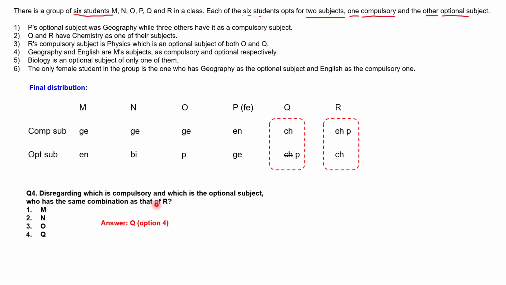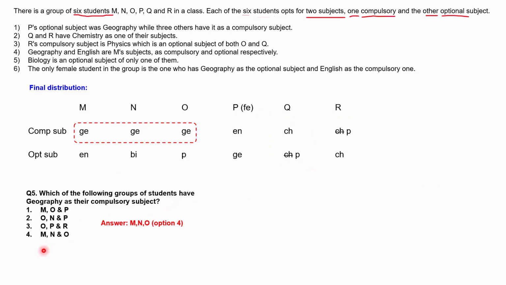Disregarding which is compulsory and which is the optional subject, who has the same combination as that of R? As discussed before in the previous question, physics and chemistry is for R, and the only student who has the same subjects is Q. So it will be option number 4.